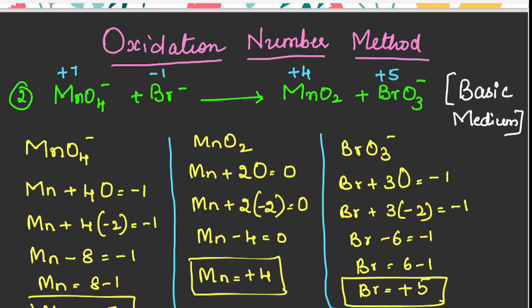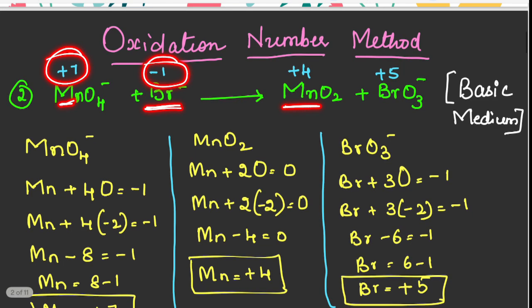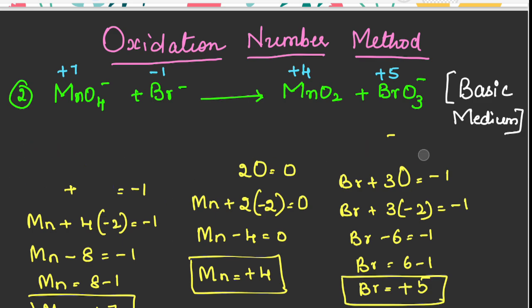Now we have found the oxidation state on each element. Leave oxygen and hydrogen if they are given, and find it on the other elements. So Mn has plus 7 oxidation state, Br has minus 1. Here Mn has plus 4 and Br has plus 5. So this is the first step, to find the oxidation state. Let me erase this.